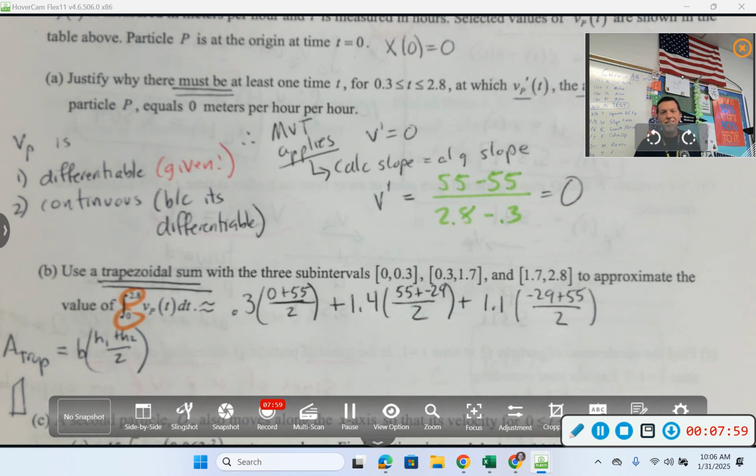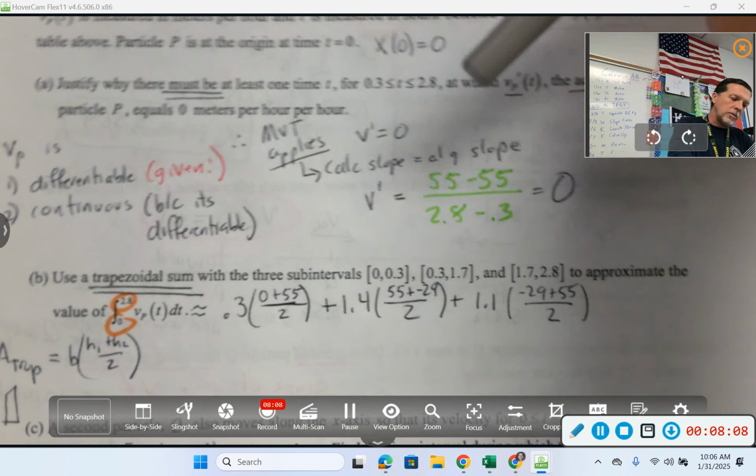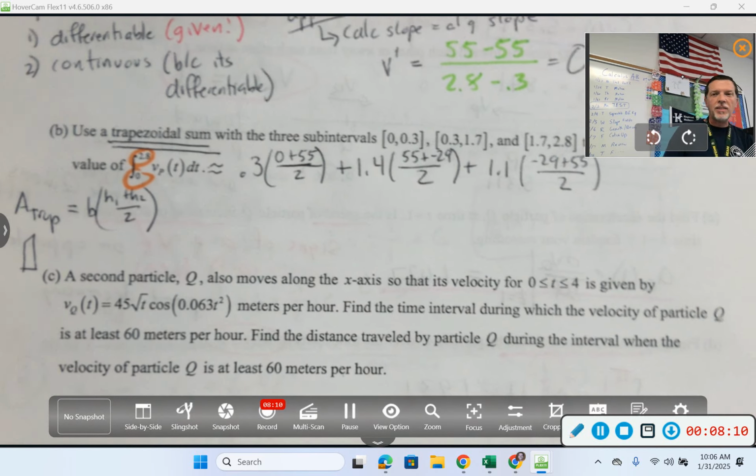Okay, and again, that's all it asks for, so I'm going to stop there. It doesn't ask me what that means. I don't need that any further that I know of, so I'm not going to put that in the calculator and risk messing something up. That's my answer.